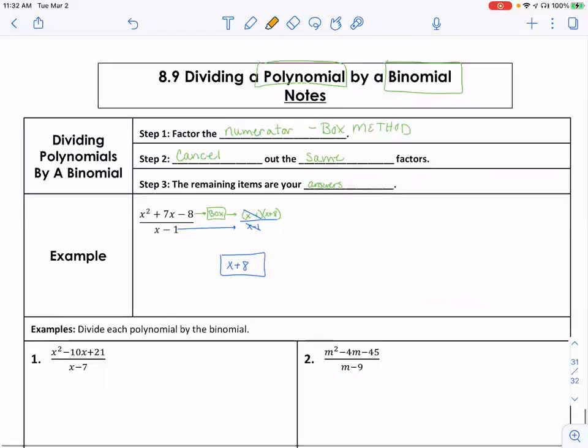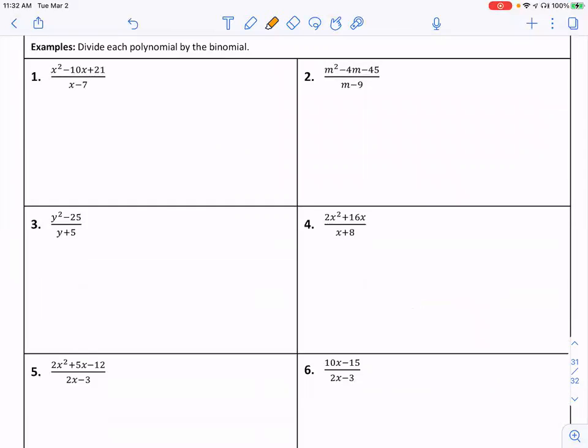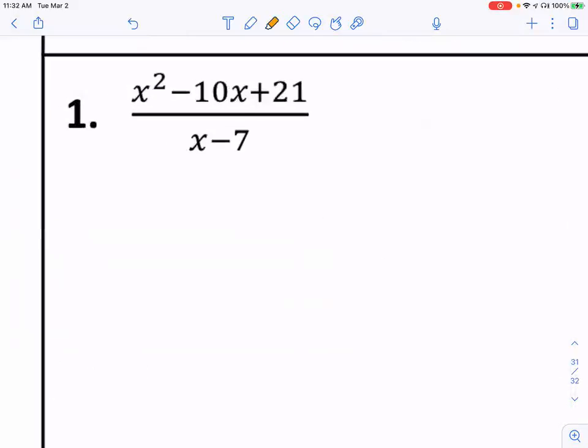So today's like one more day to practice your box. Number 1 and number 2, the box is not difficult. Number 3 and number 4, challenge. Once we get to 3, 4, 5, and 6 are a little bit more of a challenge. Let's just do number 1. We can probably skip number 2. Let's go to number 1.